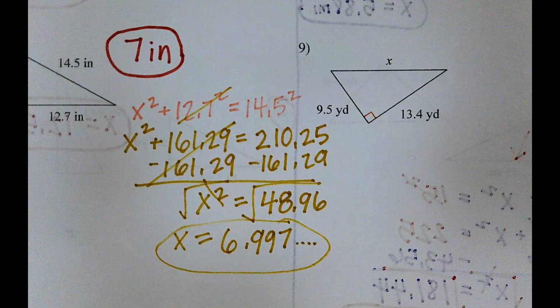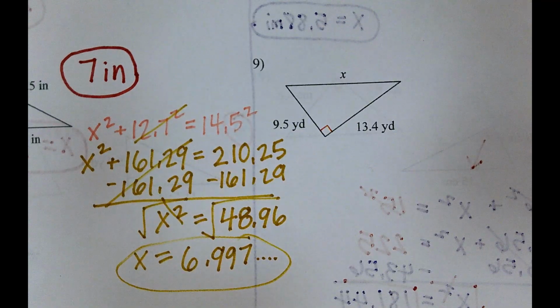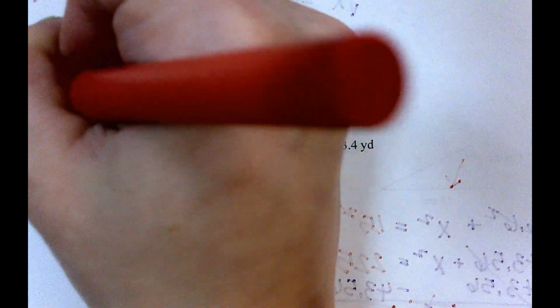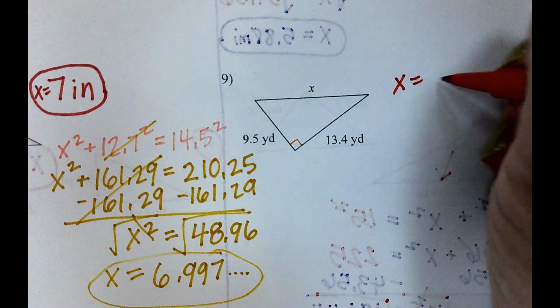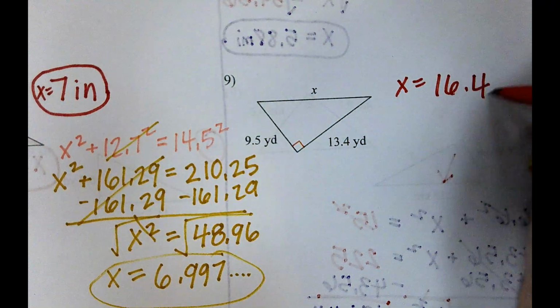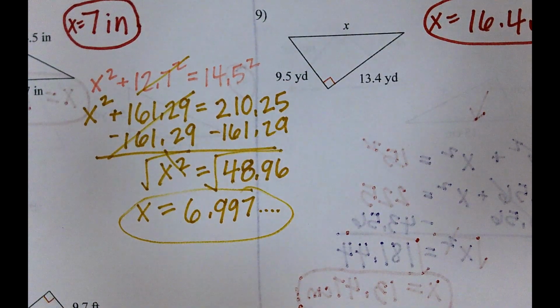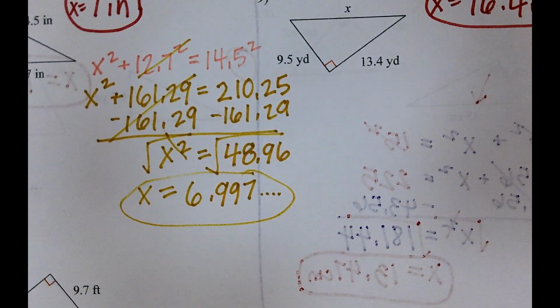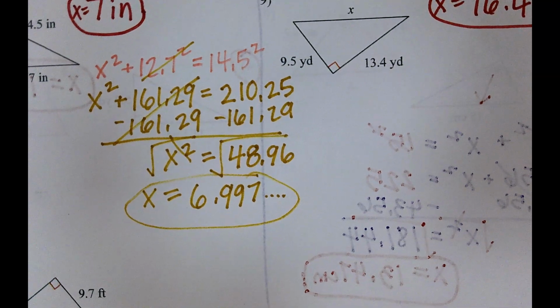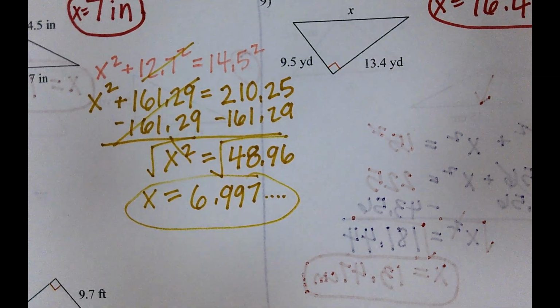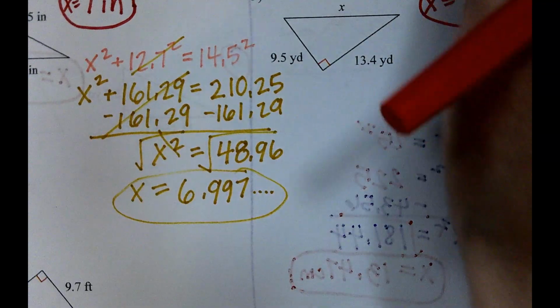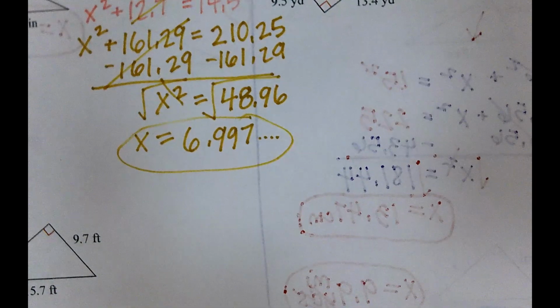Okay, number 9, you should get 16.4. Yeah, I got that. Good, x equals 16.4 yards. On number 12, I put 14.77, but it could be 15 though. 14.77, you're right, my answer key says 14.8. So that's good. I wouldn't round it up to 15 though.